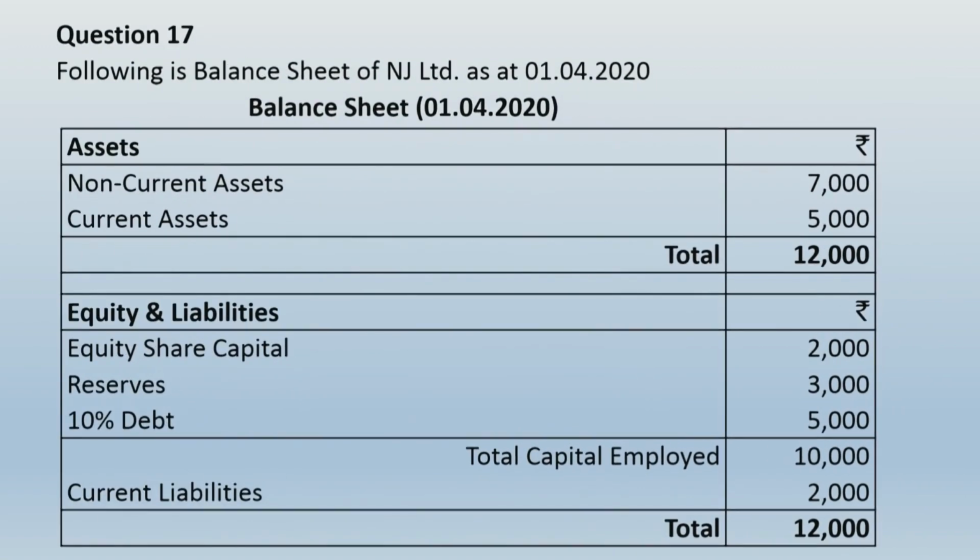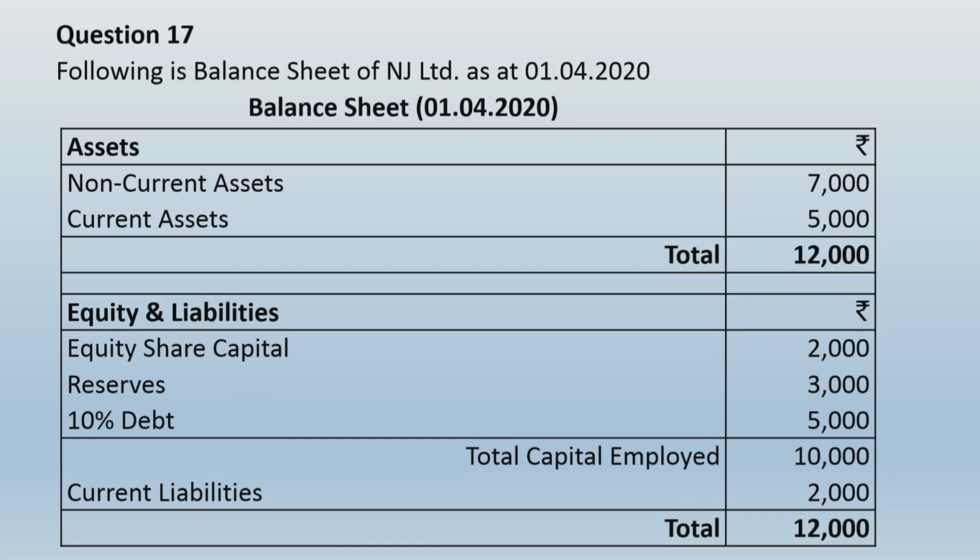And let us begin with question number 17. Let us read this question first. Following is the balance sheet of NJ Limited as at 1/4/2020. So balance sheet given at 1/4/2020.